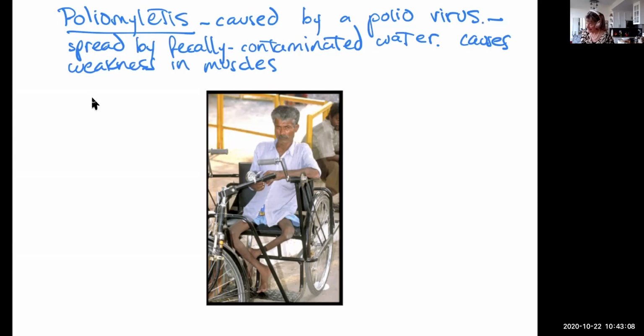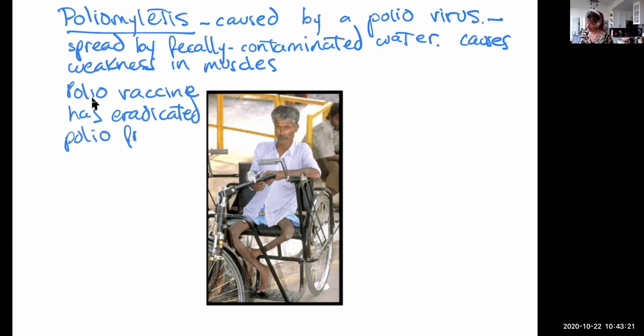The polio vaccine has eradicated polio from most of the world. In some more impoverished areas, there may still be polio, but it is very rare. And it is a case of a vaccine that eradicated a widespread disease.